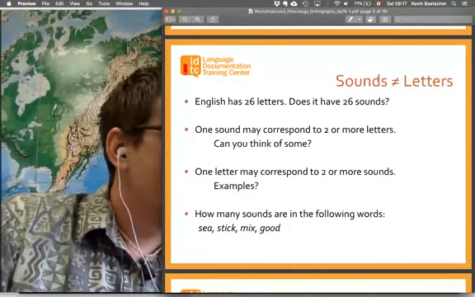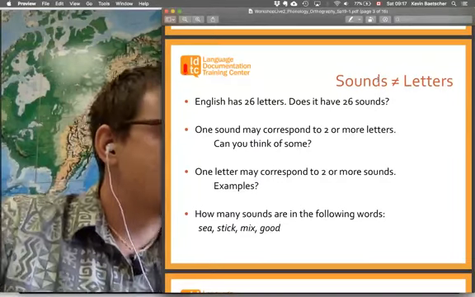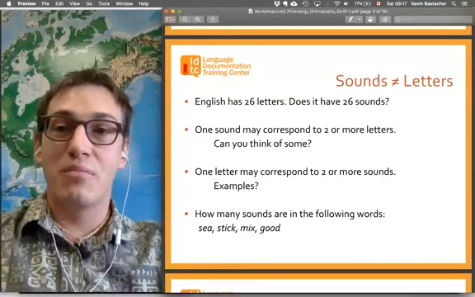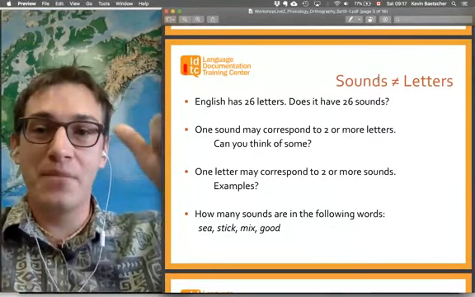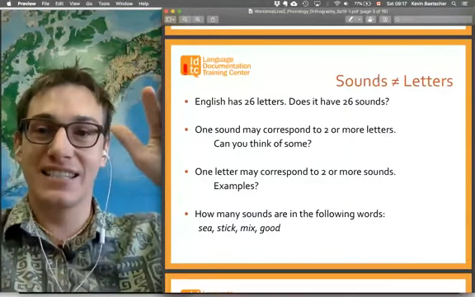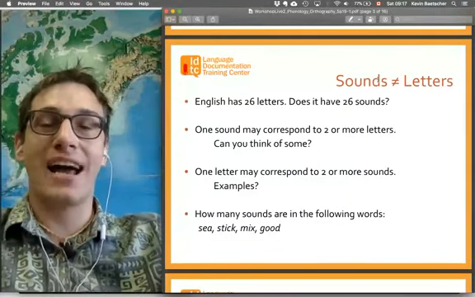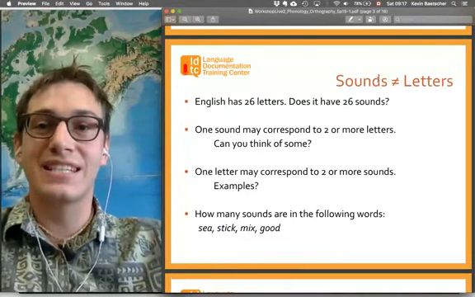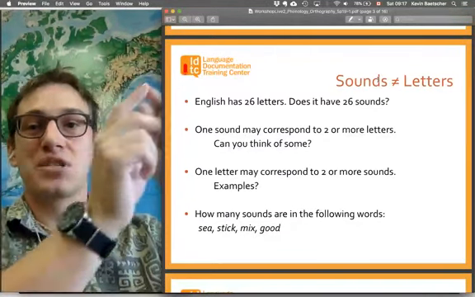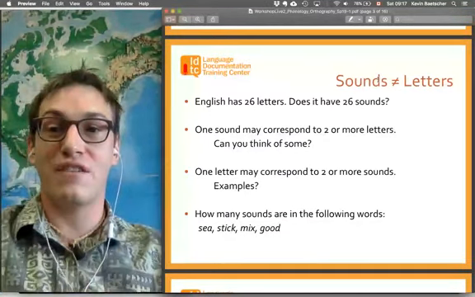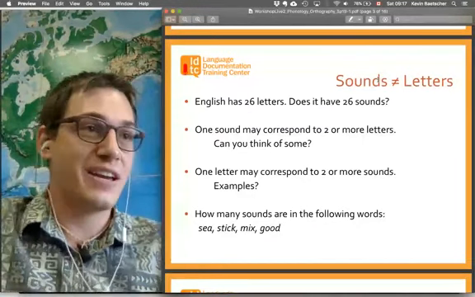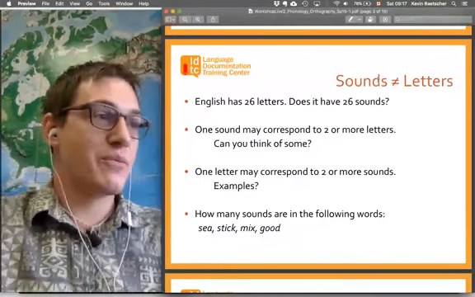Okay, mix, only 3 letters, but 4 sounds, right? So you get M, I, K, S. So the X actually represents 2 sounds, right? The X is composed of a K and an S sound, as if you were to write KS, right? It would be pronounced the same way.